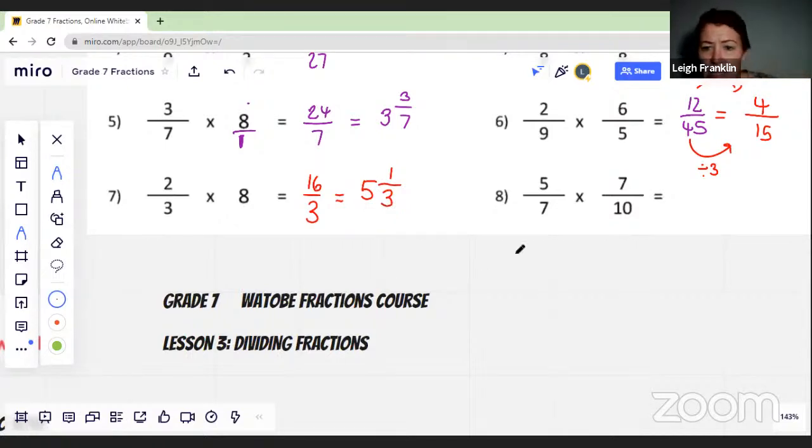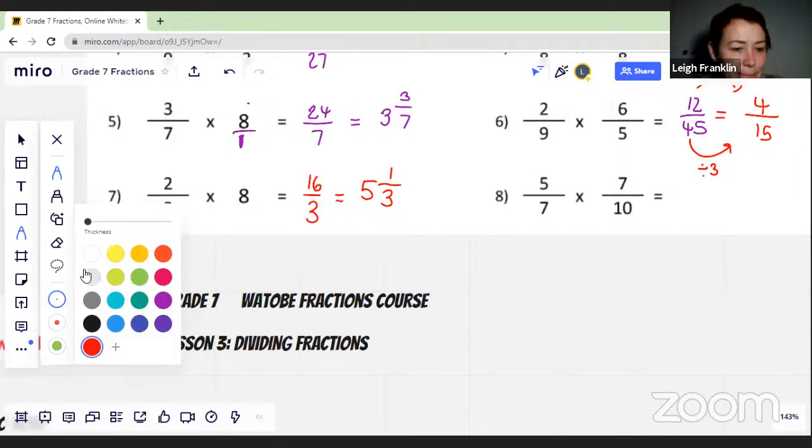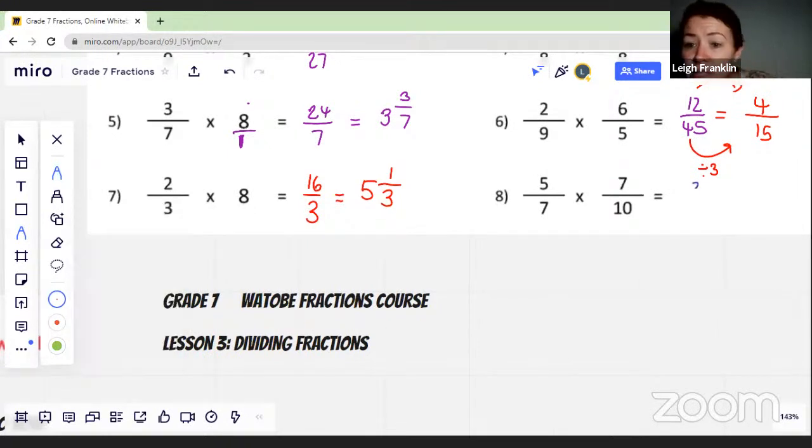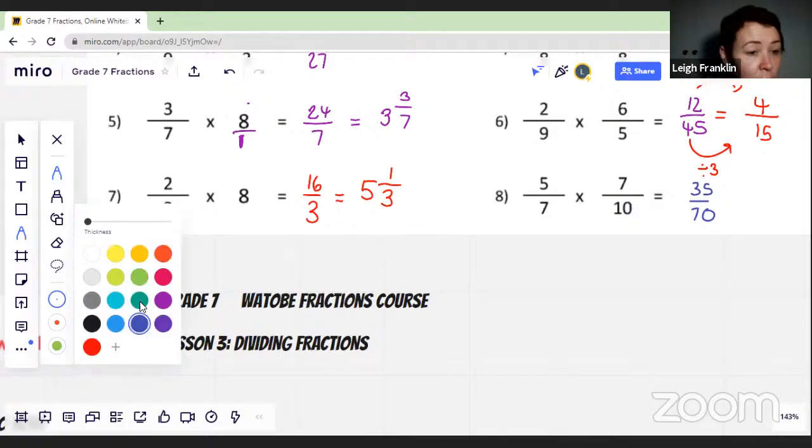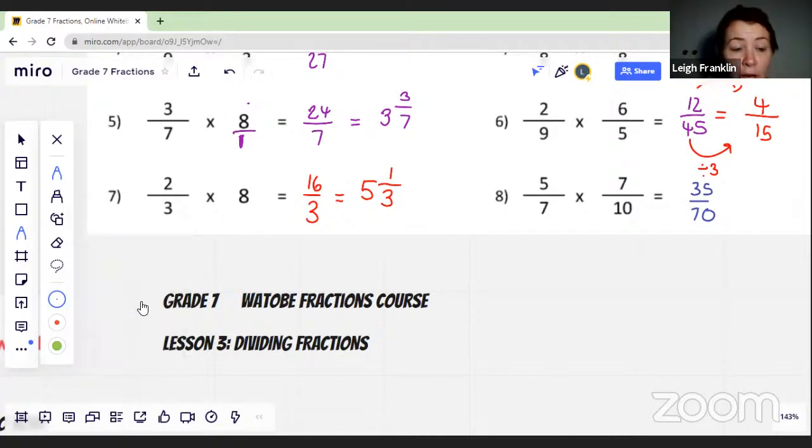Okay, so then Tumelo, didn't I say that the last one, number 8, was going to be yours? Yes, ma'am. Okay, so Tumelo, there you go. What did you get for number 8? 35/70. 35/70, very good. Okay. Do we think we can leave our answer as 35/70, or can we simplify? What do you think, Tumelo? Simplify. Indeed. So what would you divide the top and the bottom by? By 5. By 5, you could.